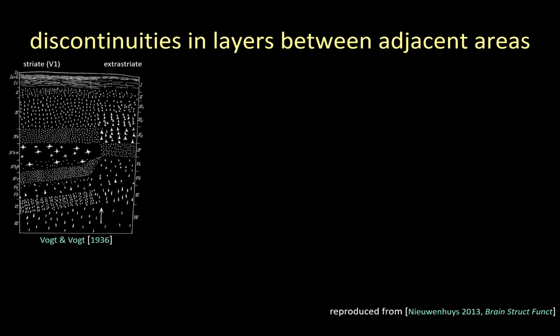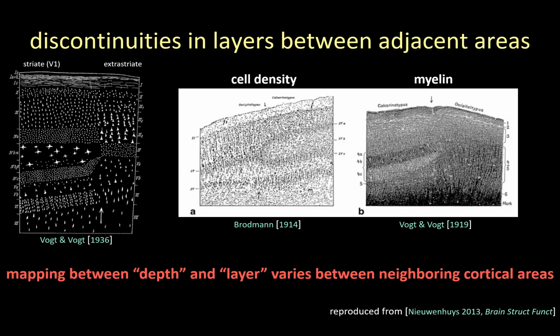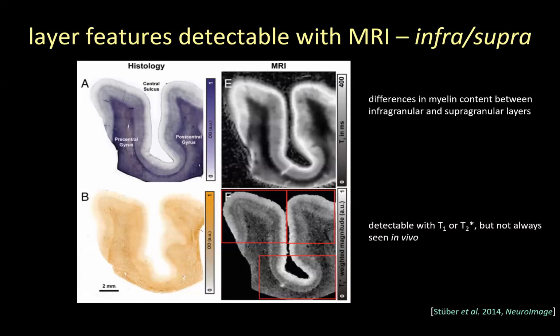We also see discontinuities in cortical layers between adjacent cortical areas. You can see this in the cell stain between striate cortex V1 and extrastriate cortex outside of V1, such as V2. We see this sharp discontinuity also in cell density and myelin stains. And so what this means is that this mapping between depth and layer is even more complicated, because not only does it vary across the geometry of the folding pattern, but it may vary between even neighboring cortical areas. So that's an important subtlety to keep in mind. Oh, I should point out that I think these jumps are most often reported around primary sensory areas. So this may be something that is not so prevalent in association cortex.